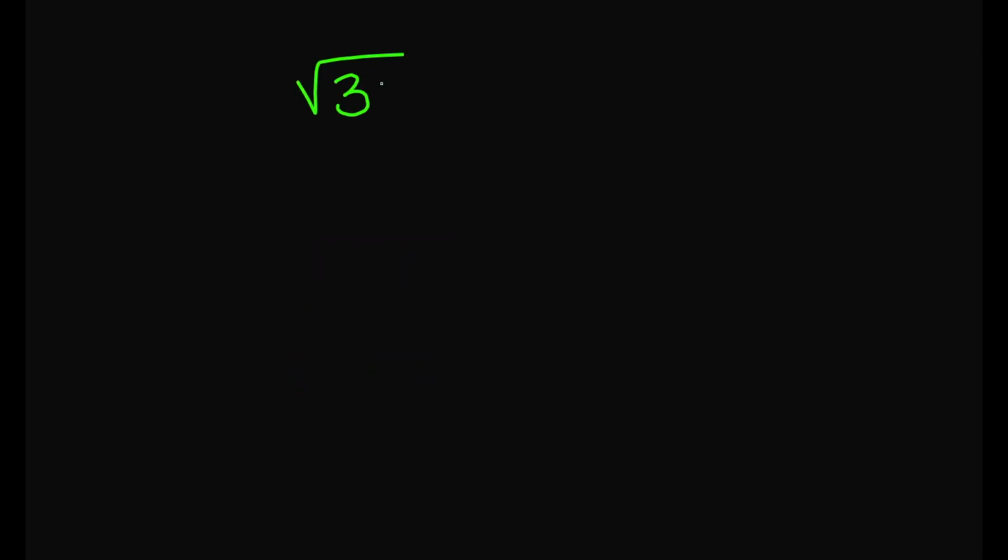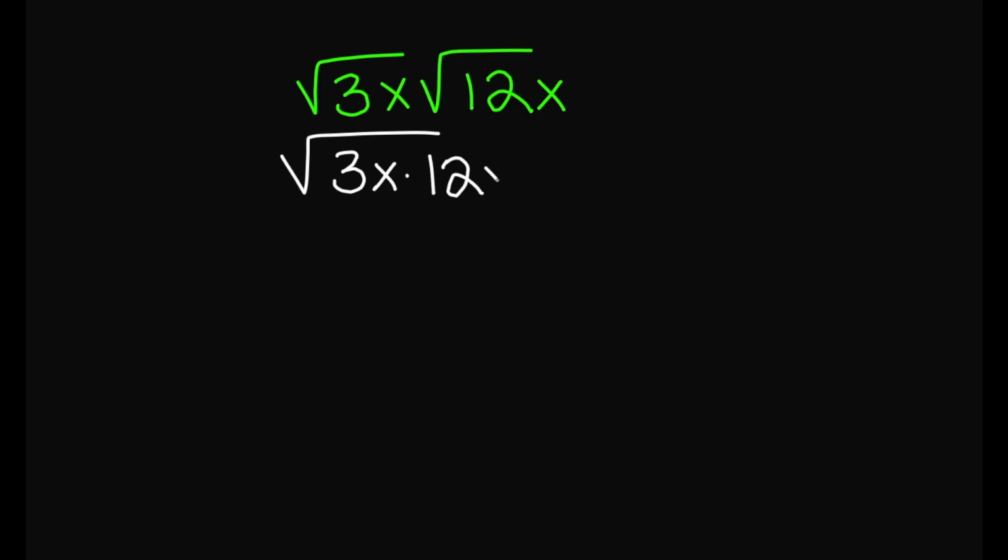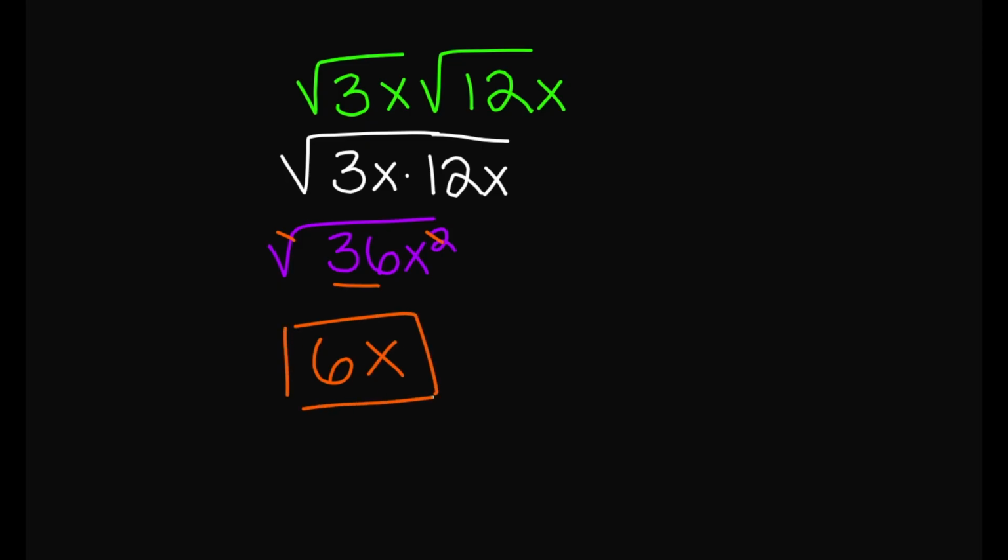The square root of 3x times the square root of 12x. When you combine everything together, remember we're going to multiply our 3x times our 12x. And when you combine everything, you are going to get 36x squared. And now we're going to simplify the square root of 36. This is going to equal 6. And then you have the square root of x squared. Your 2's are going to cancel out, so you'll be left with x. So your final answer here is going to be 6x.